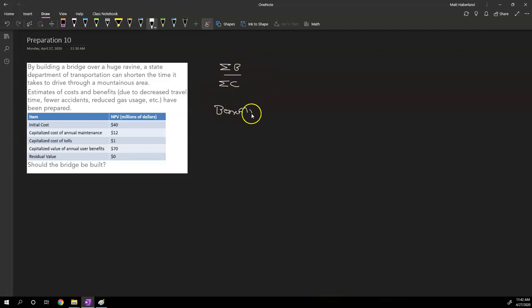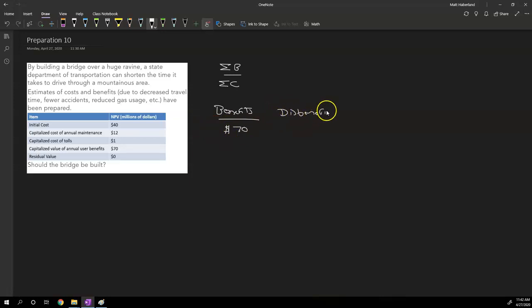Okay, and so what are our benefits in this case? Well, initial cost certainly isn't one of them, because that's something that has to be paid by somebody. That's never going to be a benefit. Capitalized cost of annual maintenance. No, that's another cost that also has to be paid by somebody. Capitalized cost of tolls. That's not going to be a positive benefit, but it is something that's done by the user. We'll come back to that in a second. Capitalized value of annual user benefits. That is certainly a benefit. So we've got 70.